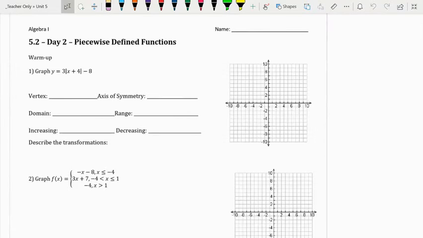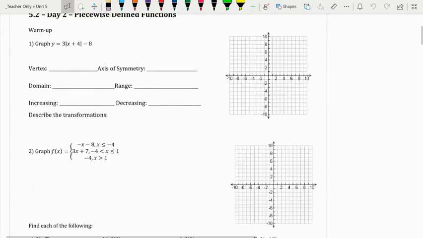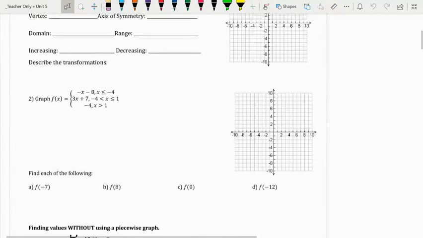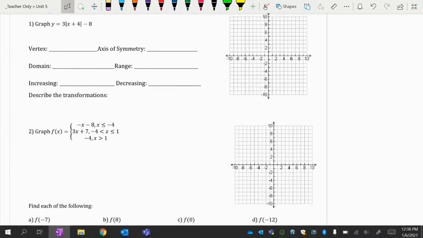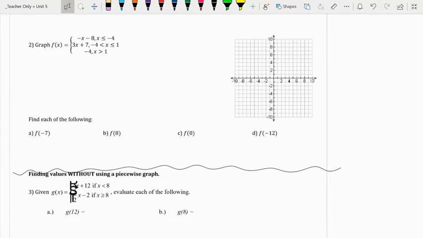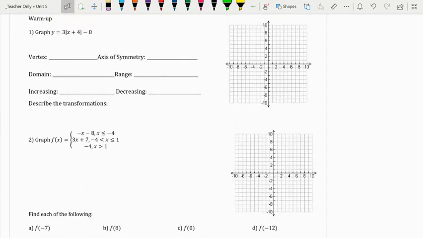All right, so for 5-2, day 2, for piecewise defined functions, I want you to take a second and try out this first part. So we are going to do this part right here. So 1 and 2, and then you'll do A, B, C, and D as well. Okay, so go ahead and get that done, and then I'll start going over it.